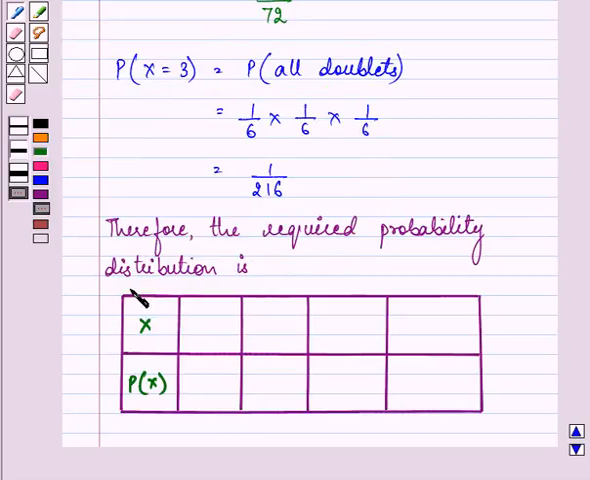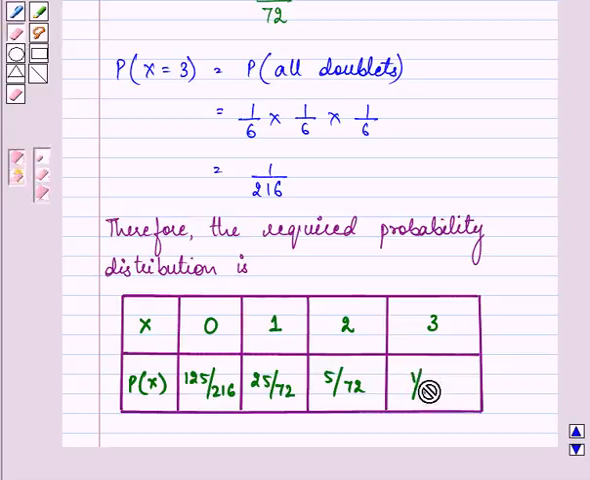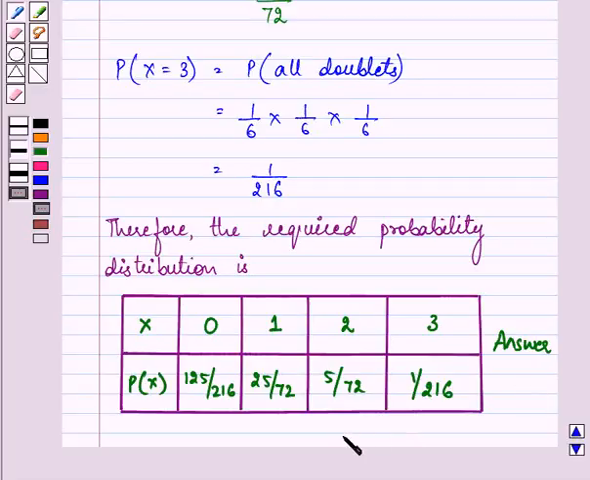Therefore, the required probability distribution is, when the value of X is 0, the probability is 125 upon 216. When X value is 1, the probability is 25 by 72. When X is 2, then it's 5 by 72, and when the value of X is 3, then the probability is 1 by 216. Right, so this is the required answer to the given question.